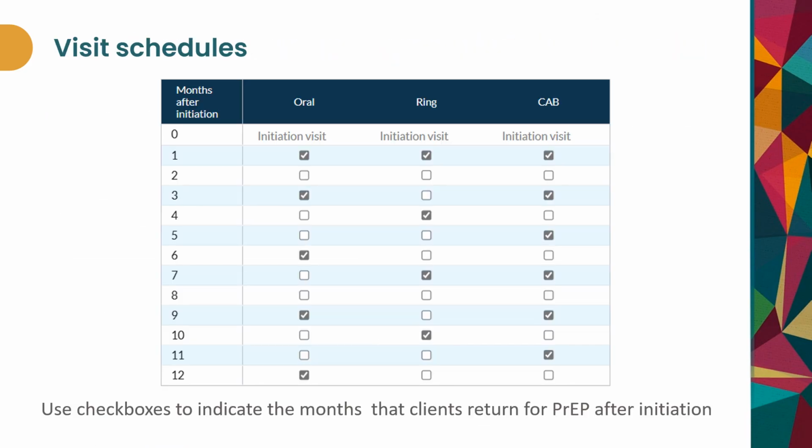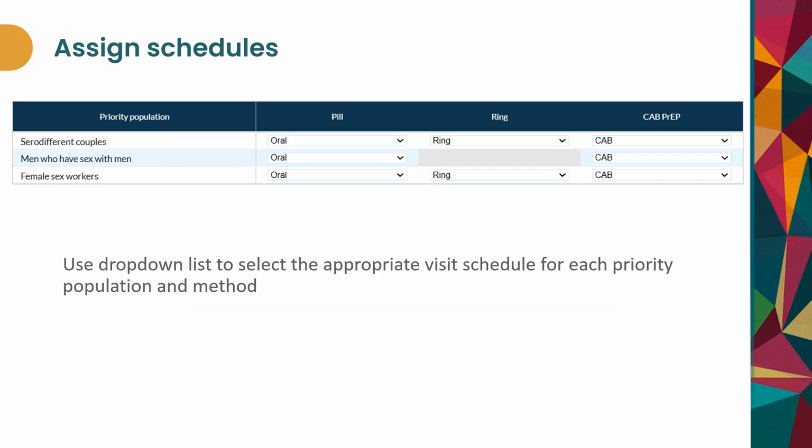Selecting your schedules, you need to indicate when the return visits occur. For each visit schedule, use the checkboxes to indicate the months that the clients should return for their continuation visit after initiation. Lastly, you need to assign a visit schedule to each of the priority populations using the drop-down lists. The next slide will show a demonstration of completing the visit schedule section.